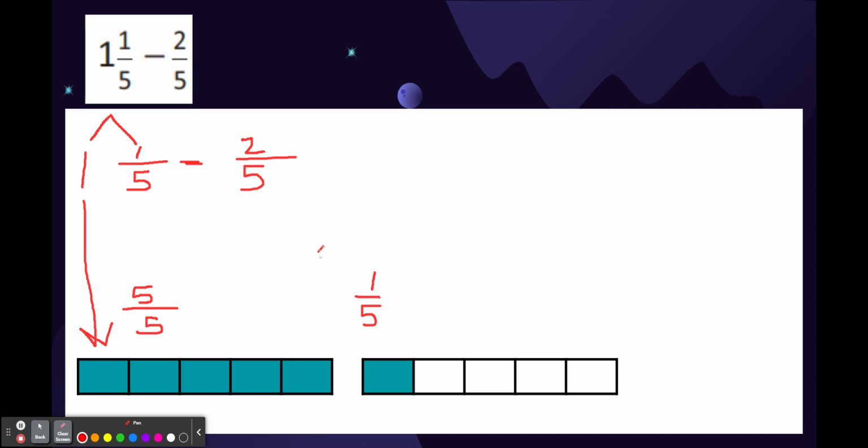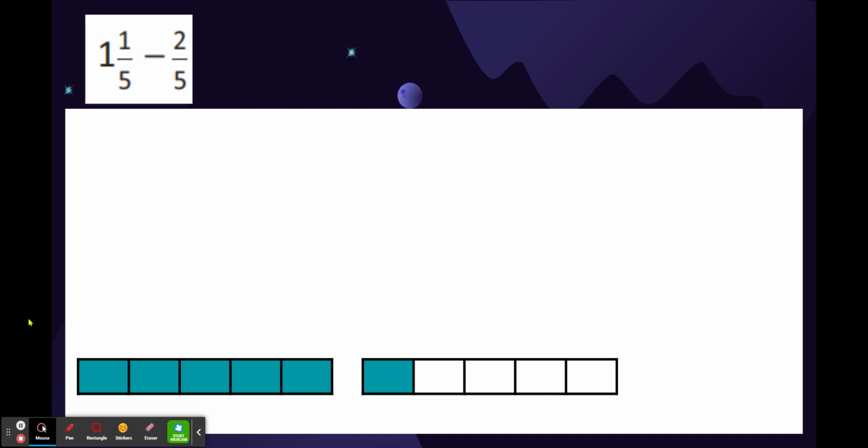So now I have enough to take away 2/5, right? So if I take away my 2/5, I can go ahead and take away 1, 2/5. How many fifths do I have left over? I have 1, 2, 3, 4/5 left over. So 1 and 1/5 take away 2/5 is going to give me 4/5.